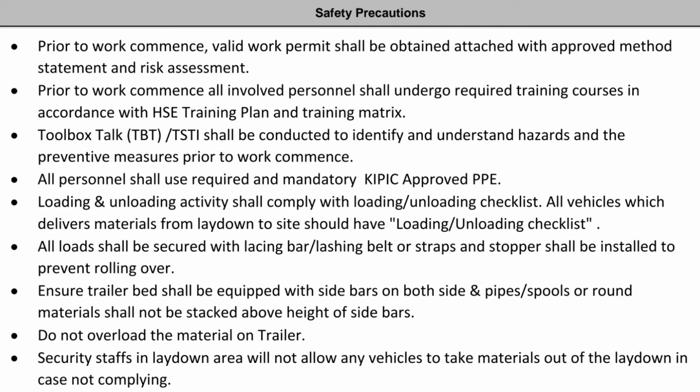Loading and unloading activity shall comply with the loading, unloading checklist. All vehicles which deliver materials from laydown to site should have a loading, unloading checklist. All loads shall be secured with lashing bar. Lashing belts or straps and stoppers shall be installed to prevent rolling over. In short, trailer beds shall be equipped with sidebars on both sides. Pipes, spools or round materials shall not be stacked above the height of the sidebars. Do not overload the material on the trailer.